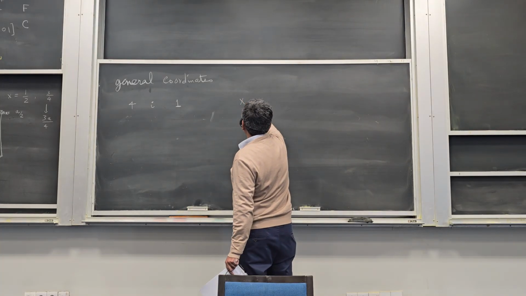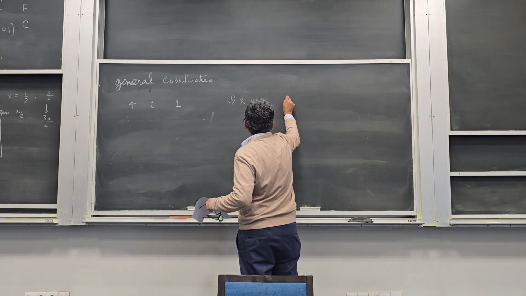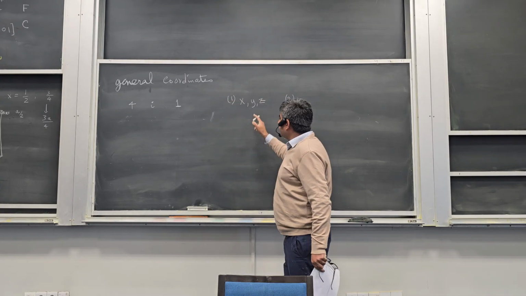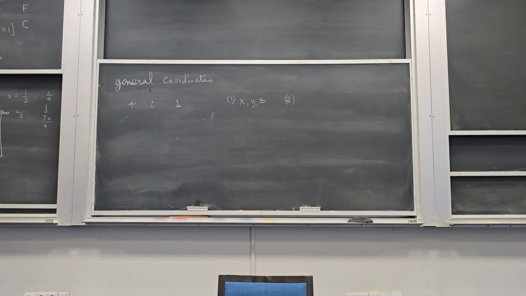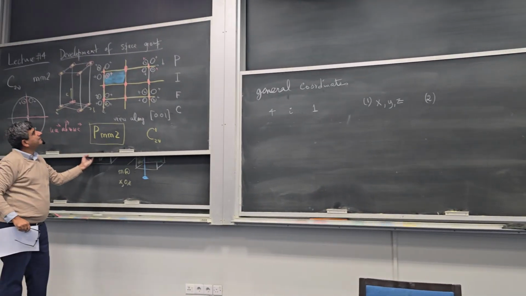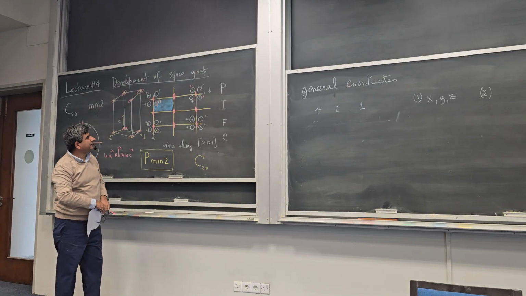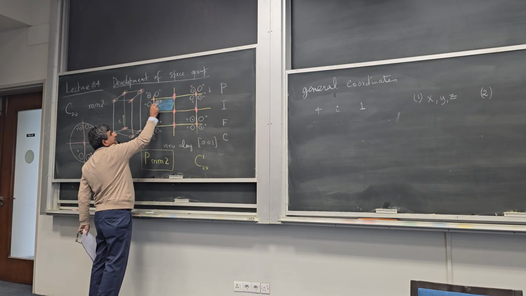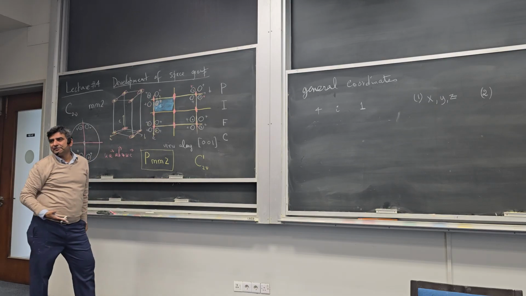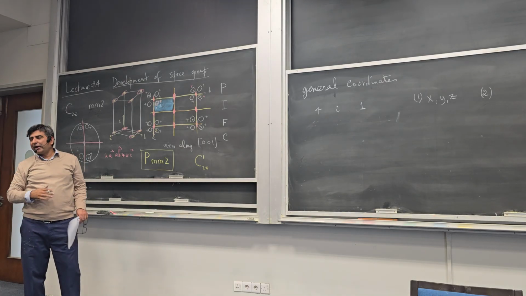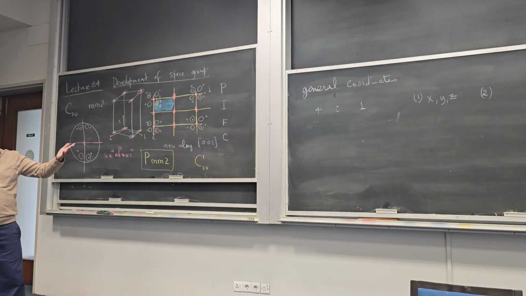I write x, y, z. Point number 1, point number 2. So x, y, z is an arbitrary point inside the unit cell. What is that point? Suppose I consider this point x, y, z, which is at some distance x along this axis, some distance y, and at a height z. Now the fractional coordinates x and y are clear from the diagram.